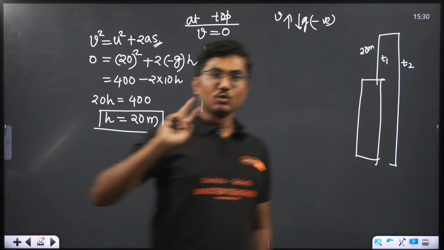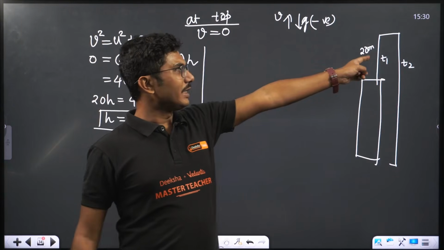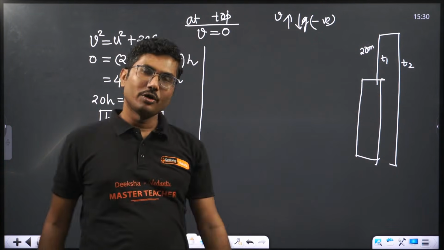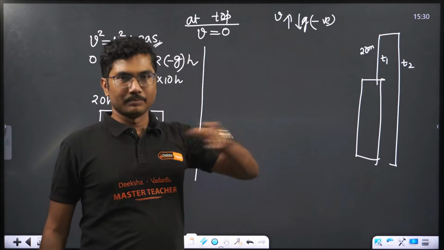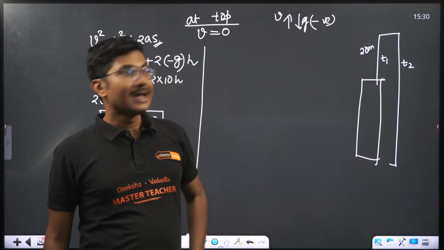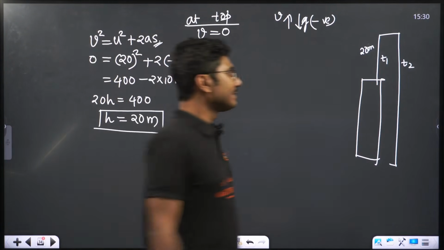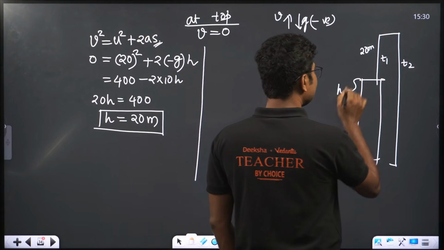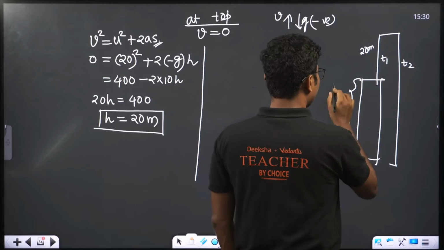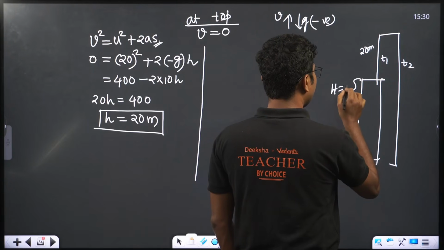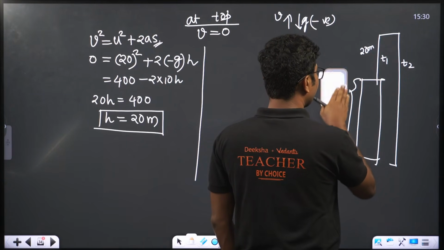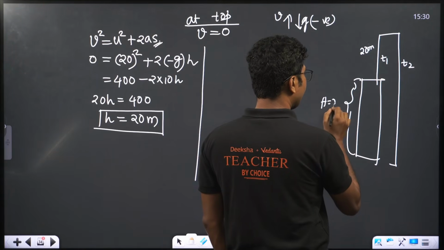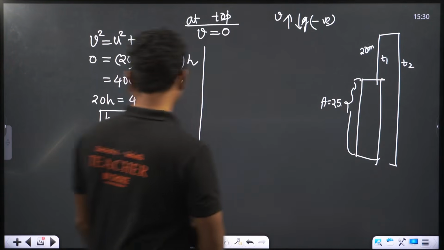Now there are two ways to do it. First you calculate t1, next you calculate t2, and then add them. That is one way to do it. The second way is that it is given that the height of this building is capital H, which is 25 meter. If you read the question carefully, the height of the building is given as 25 meter.